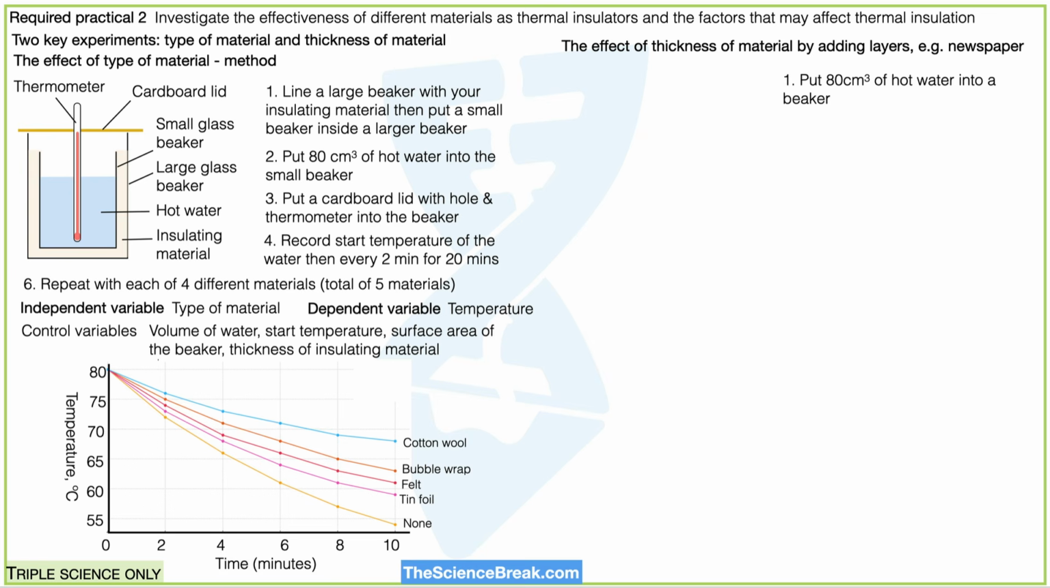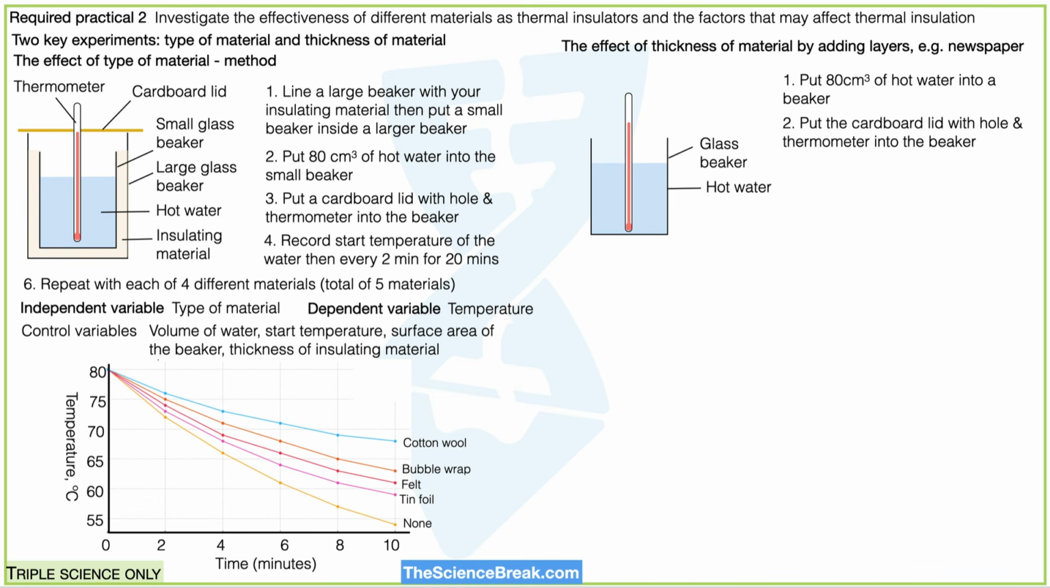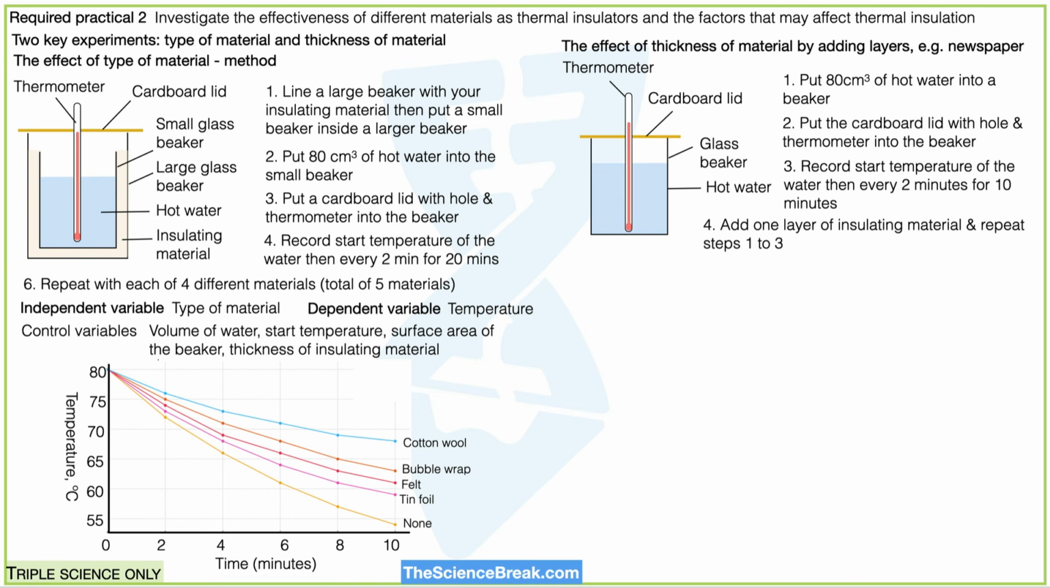We would put 80 centimeters cubed of hot water into a beaker. There's our 80 centimeters cubed of hot water. We would then put a cardboard lid with a hole and a thermometer into the beaker. We would then record the start temperature of the water, then every 2 minutes for the next 10 minutes. We would add 1 layer of insulating material and repeat steps 1 to 3. We do this for 0, 1, 2, 3 and 4 layers of insulating material.